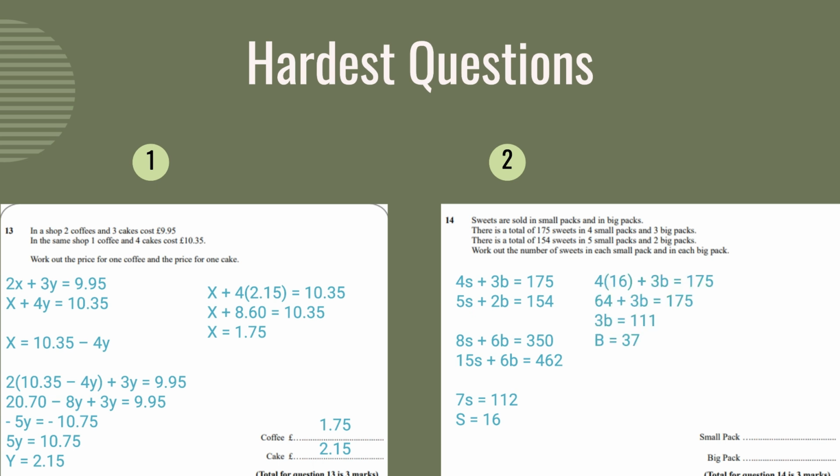Now, we substitute that back into our equation. I've used the first equation, so we do 4 times 16 plus 3b equals 175, meaning 64 plus 3b equals 175, minus 64 from both sides, giving us 3b equals 111. Divide by 3, and we get b on its own equaling 37. Remember, the big pack must be bigger, so we have our small pack, which is 16, and our big pack, which is 37.